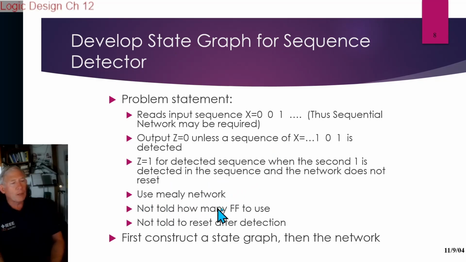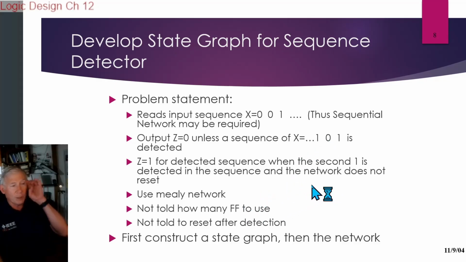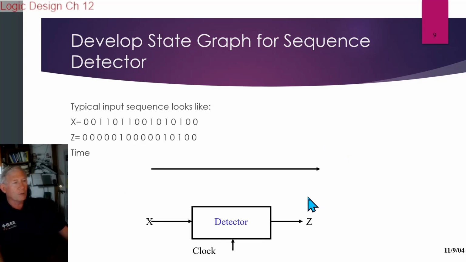We have to figure out how many flip-flops, but we're going to have 3 states with a Mealy and 4 states with a Moore, so we're going to need 2 flip-flops both times. But you wouldn't know that at the beginning. You have to do the state graph and figure that out. And we're not going to reset after we detect. We're going to allow for overlapping targets. Okay, so let's do the state graph.